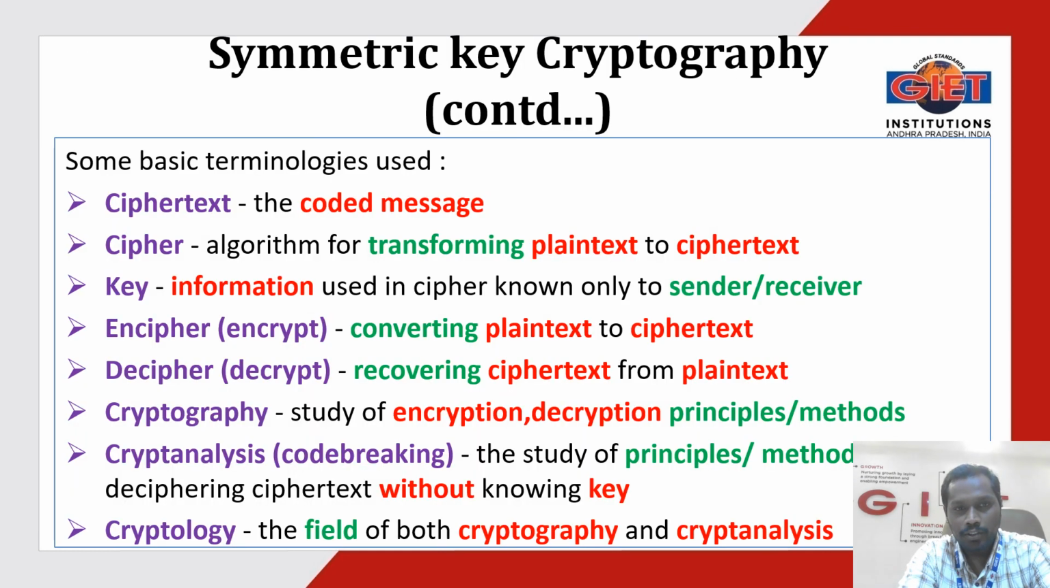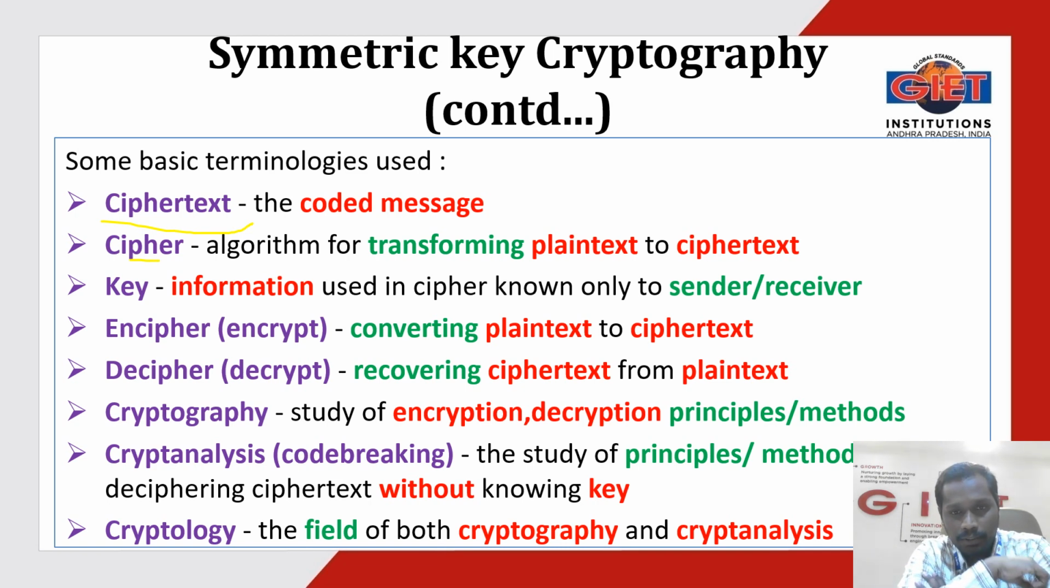This slide is also an extension of symmetric key cryptography. Here the basic terminologies that we are going to use are ciphertext, right? Ciphertext is also called coded message or scrambled message, which is in unreadable form for any person who tries to understand it. He cannot understand the ciphertext because we are using the key and the algorithms to get the ciphertext as output. And now this is the cipher.